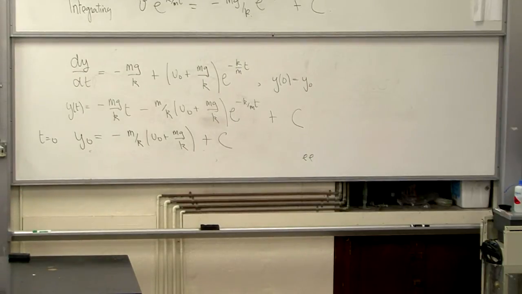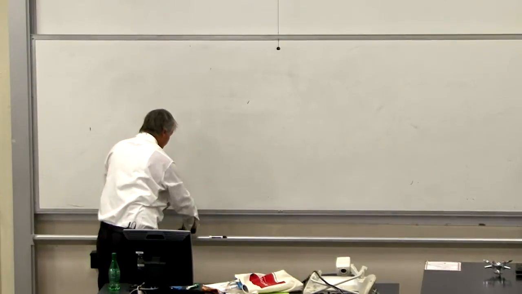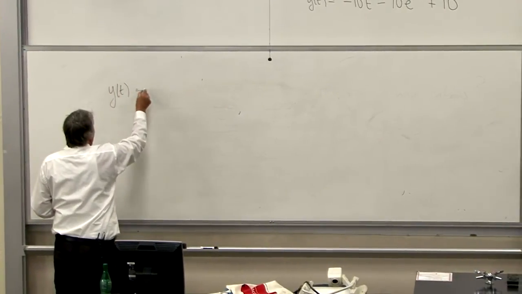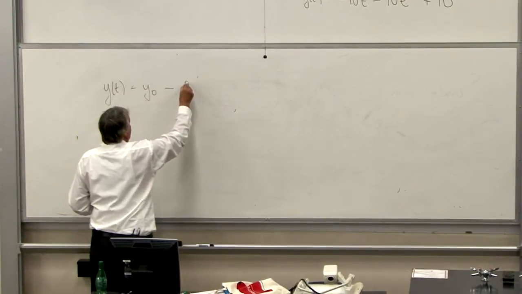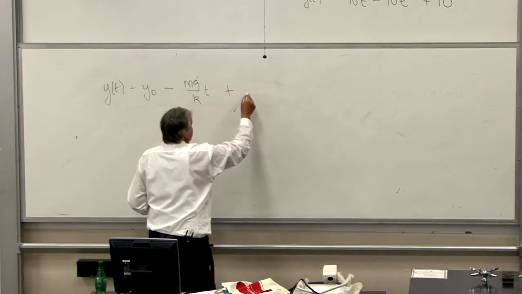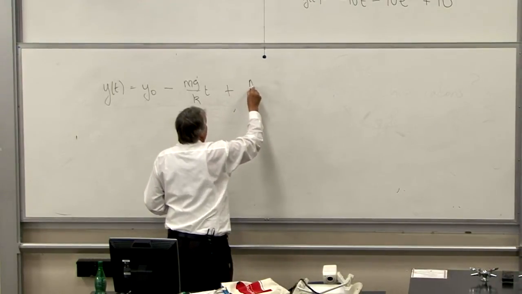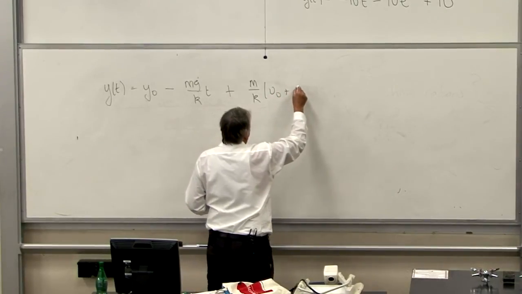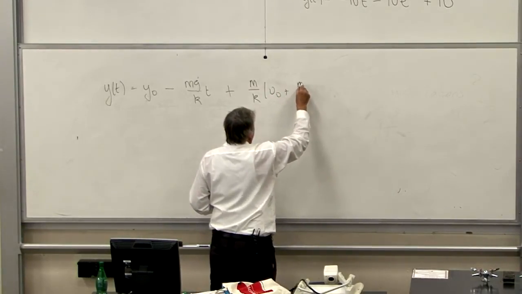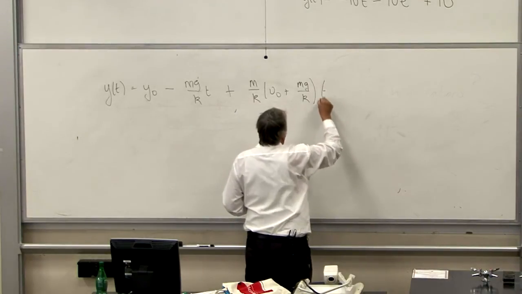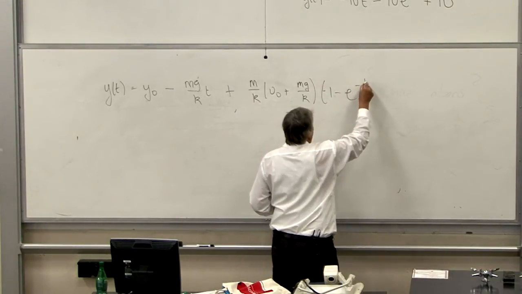So then the answer, the final answer, the position y of t, is y0 minus mg over k t plus m over k times v0 plus mg over k times 1 minus e to the minus k over m t.